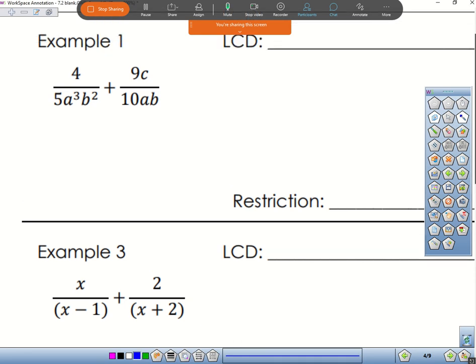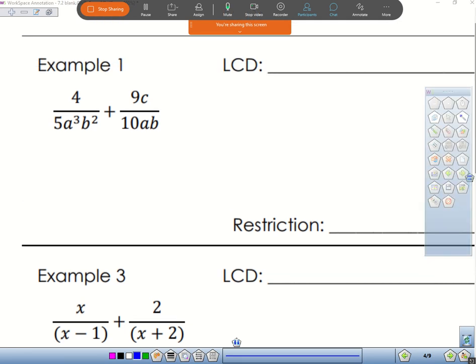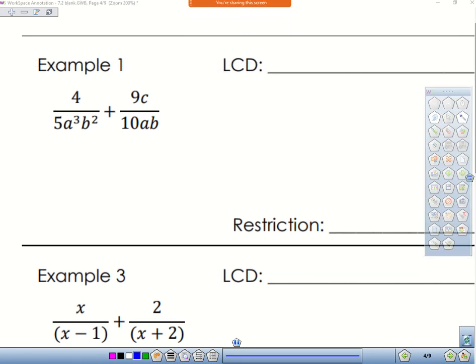Alright, looking at this problem, first thing we want to do is identify our LCD. So, what letters do these both have in common? Good. Whenever they both have a letter, you're always going to take whichever has the highest exponent, and that's always going to be your LCD. So it's going to be a to the third b squared.